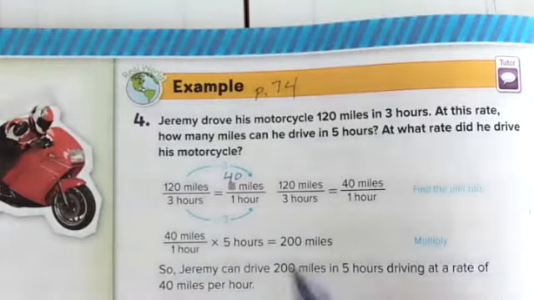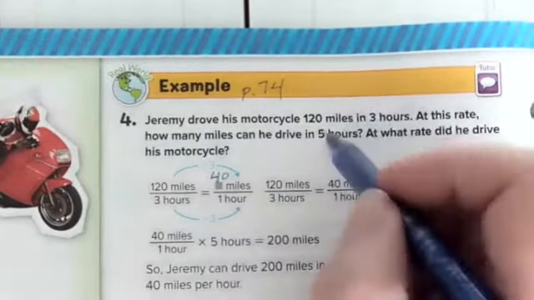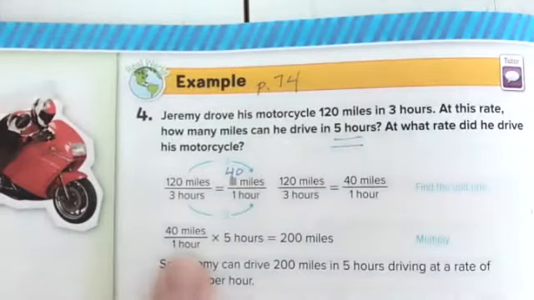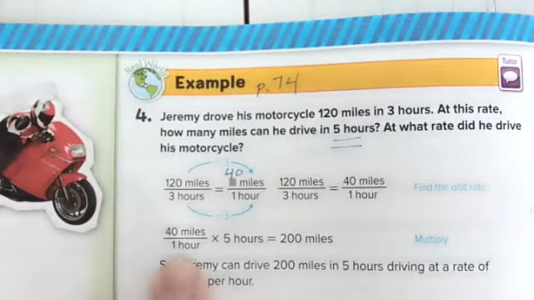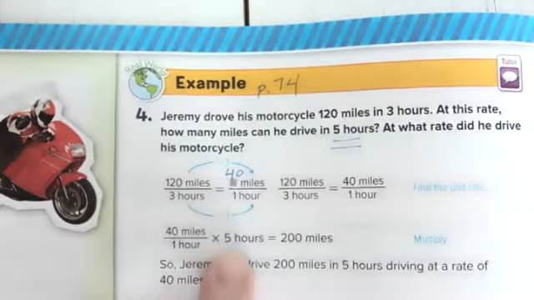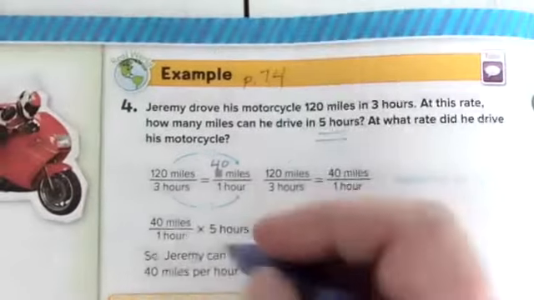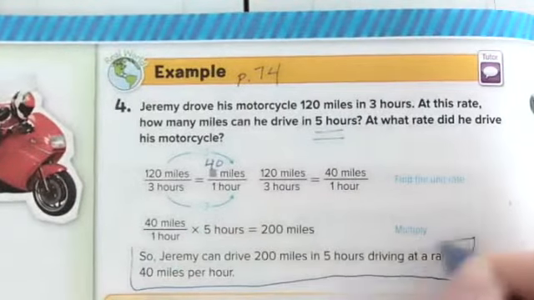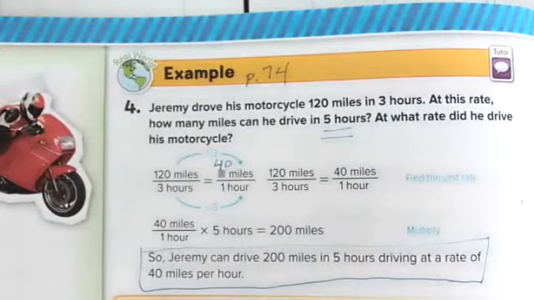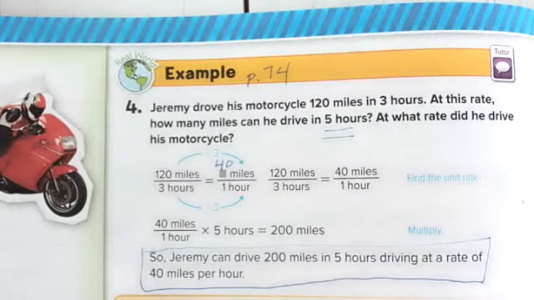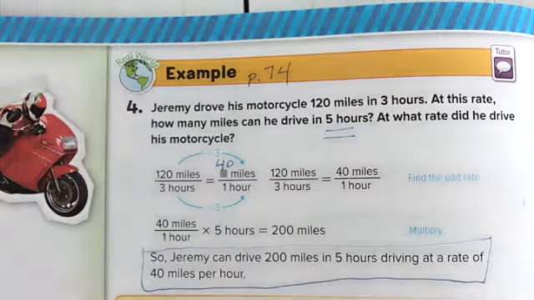Okay, and so then once we know that 40 miles per hour, we can just multiply that by 5 hours. So each hour you drive, or Jeremy drives 40 miles. And if we multiply that by 5, because he's driving for 5 hours, that would be 200 miles. So Jeremy can drive 200 miles in 5 hours, driving at a rate of 40 miles per hour. Then moving on to letter D.